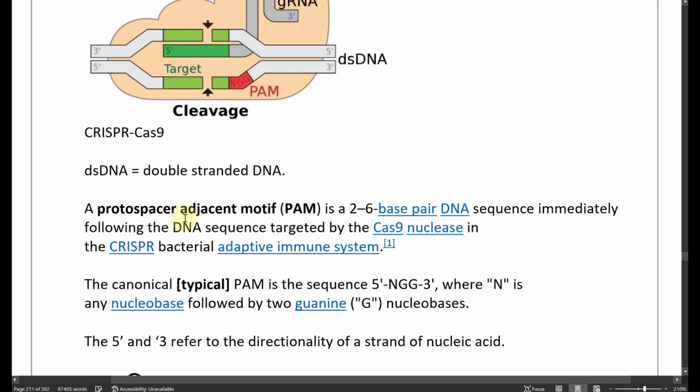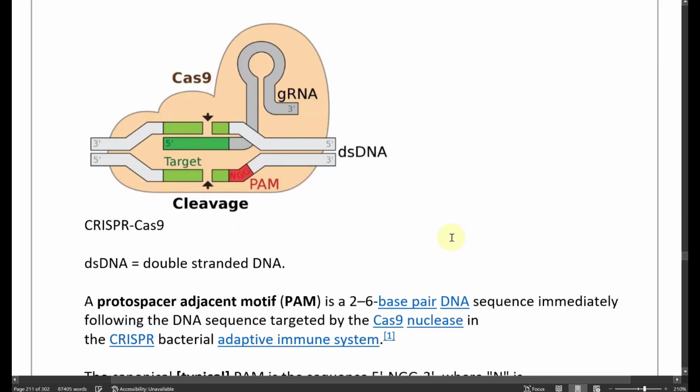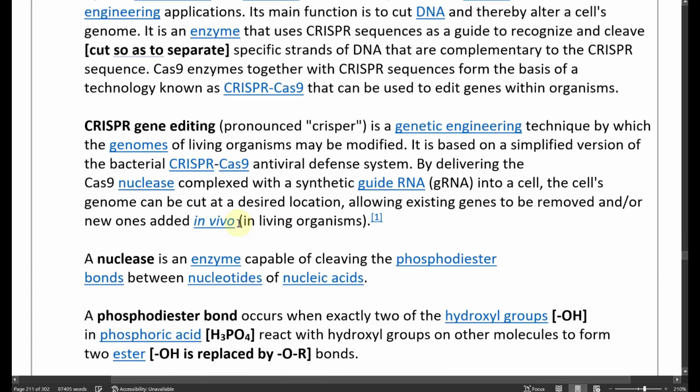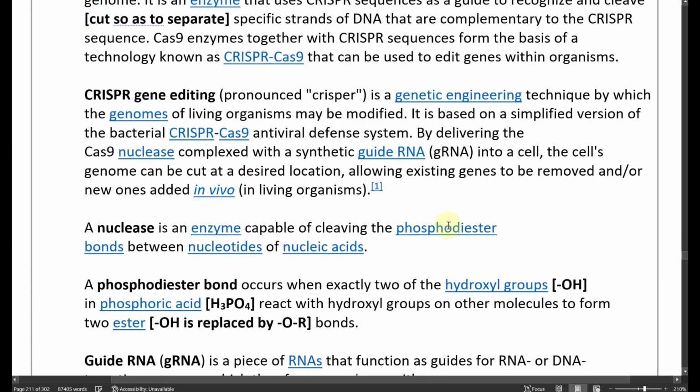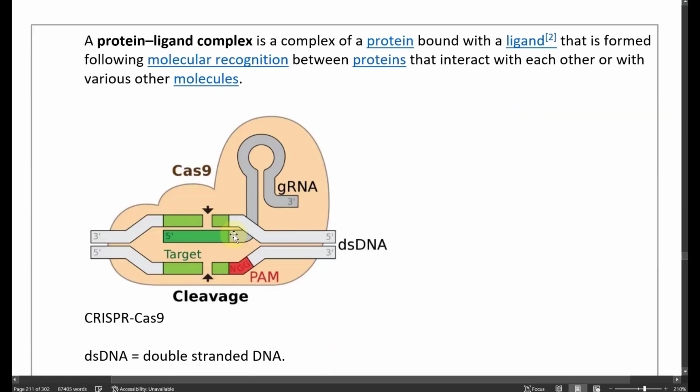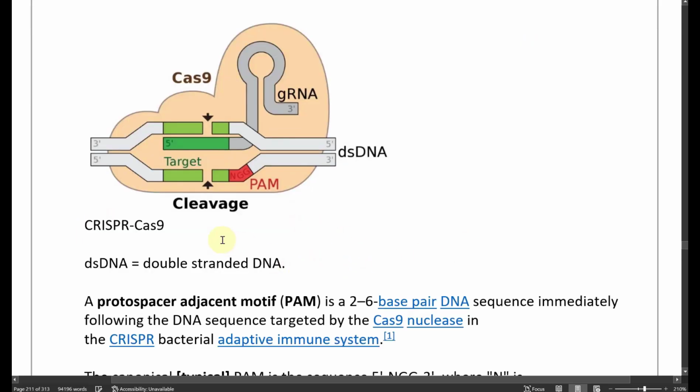This PAM, or protospacer adjacent motif, is a 2 to 6 base pair DNA sequence immediately following the DNA sequence targeted by the Cas9 nuclease in the CRISPR bacterial adaptive immune system. Remember, the nuclease is the enzyme capable of cutting the phosphodiester bonds between nucleotides, so it's able to cut these bonds connecting the backbone of the nucleic acid strand. And this PAM is a sequence immediately following the DNA sequence.